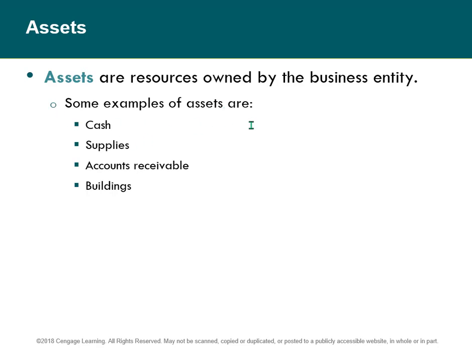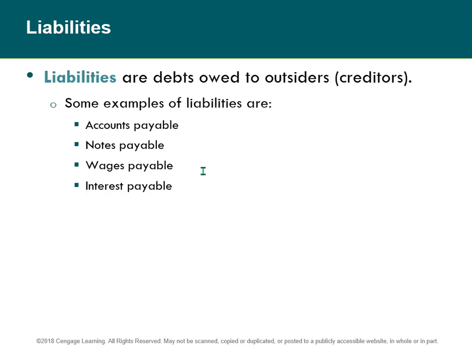So some examples of assets would be cash, supplies, accounts receivable, and buildings. Okay, those would be assets. Liabilities would include accounts payable, notes payable, wages payable, interest payable. Anything with the word payable on the end is a liability account, and that would go on the balance sheet, right?